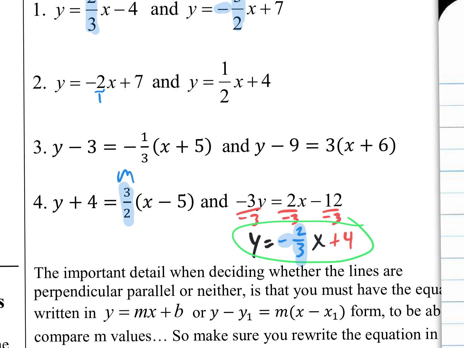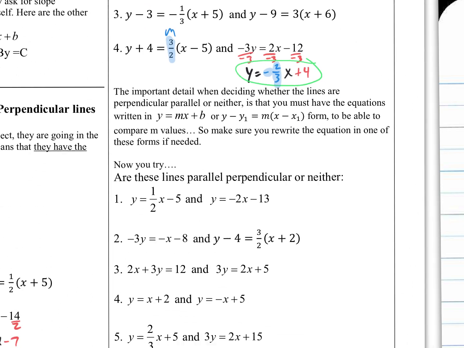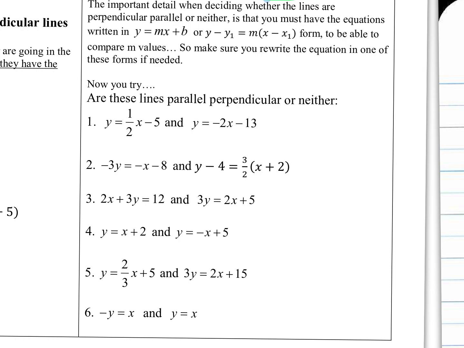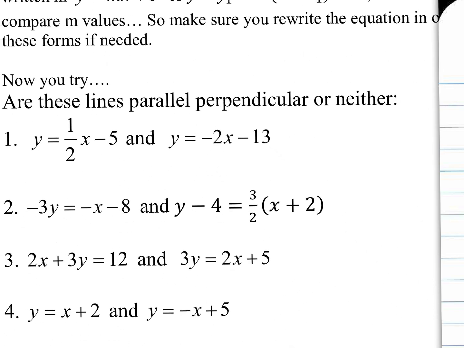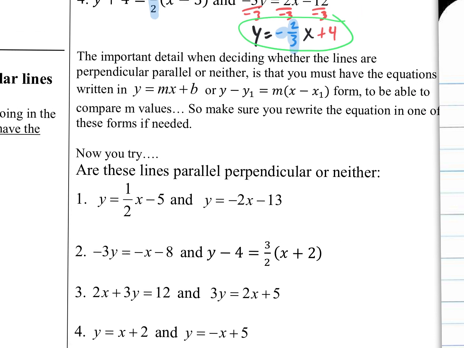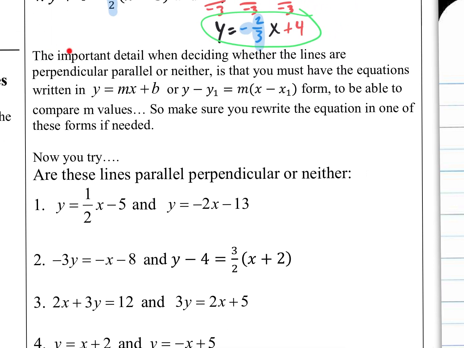So the whole point of these examples that we've been looking at is to be able to tell the difference between parallel or perpendicular lines or neither, right? Again, right here in the notes, it says, the important detail when deciding whether the lines are perpendicular, parallel, or neither is that you must have the equation written in y equals mx plus b form. That way you could see the m right there. Or y minus y1 equals m parenthesis x minus x1, point slope form. Why? Because you could see the m right there. So you need it either in slope intercept or point slope. If it's not in those forms, you got to change it to one of them to be able to see the m, to be able to compare m's.